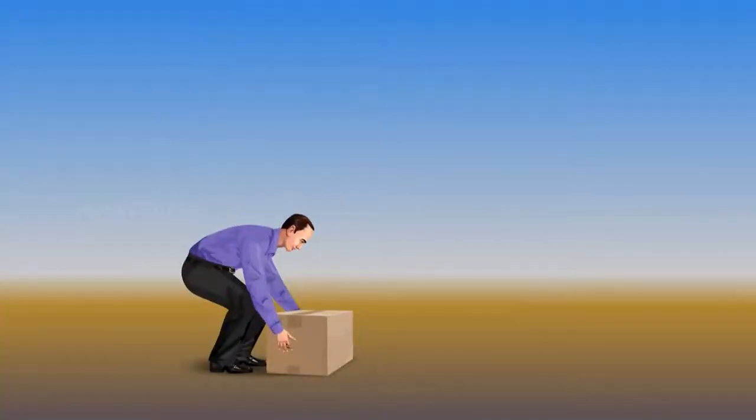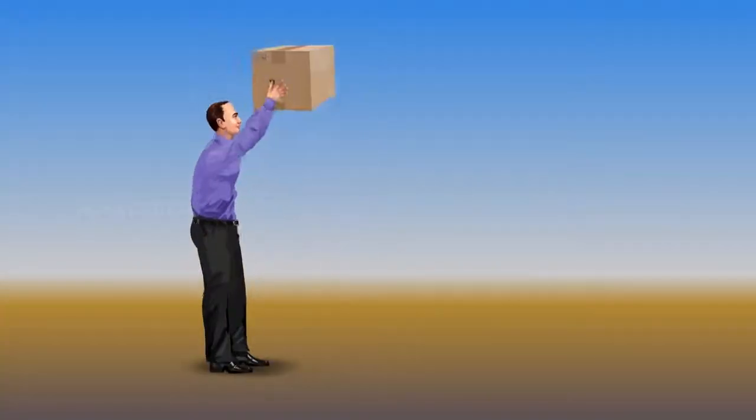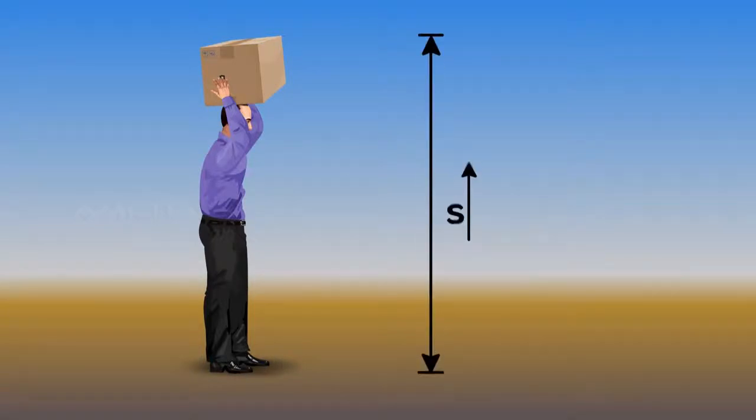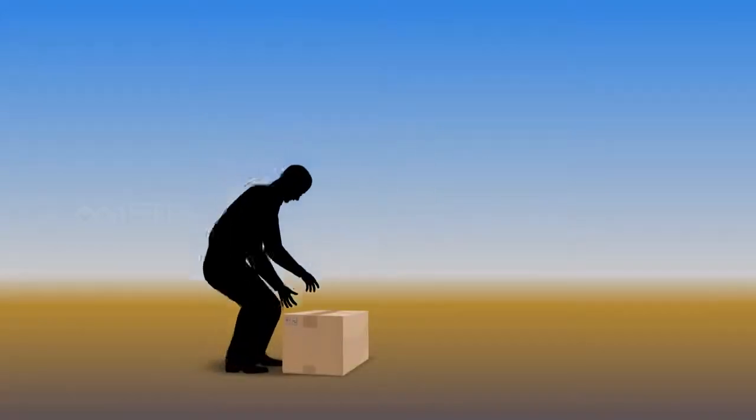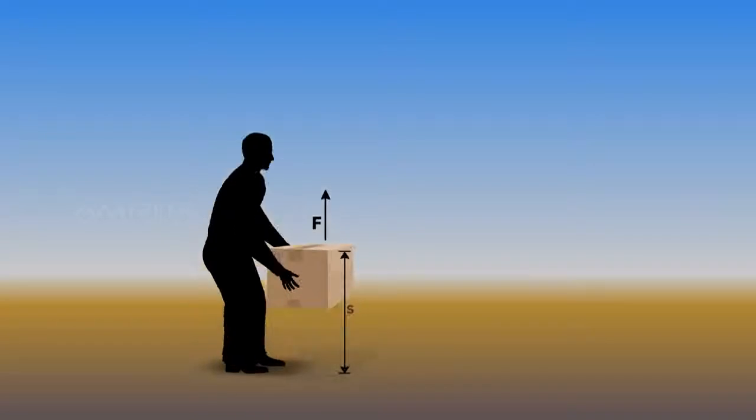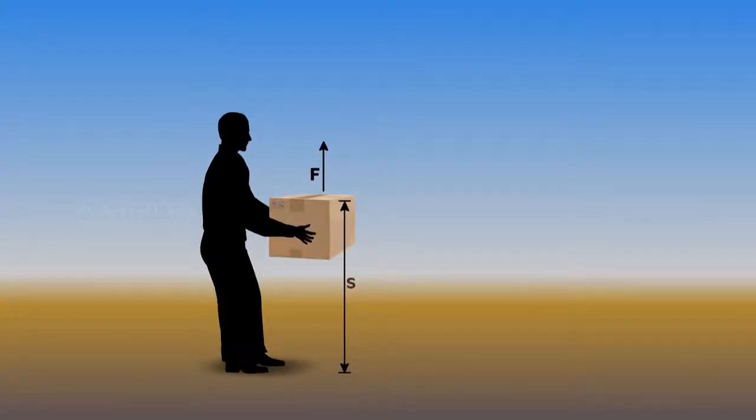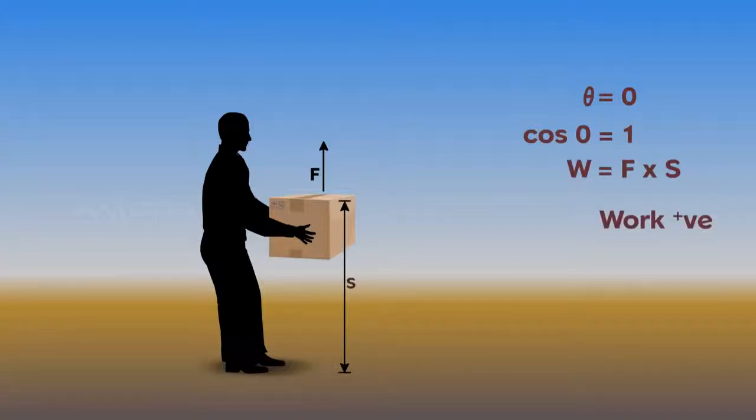Say, a man lifts a load from the ground to place it on his head. The displacement is in the same direction as the applied force, which is upward, while the gravitational force acts downward. In the case of applied force, the displacement is along the direction of the applied force. So theta will be 0. Since cos 0 is 1, the work done here will be F into S, and the work done is positive.